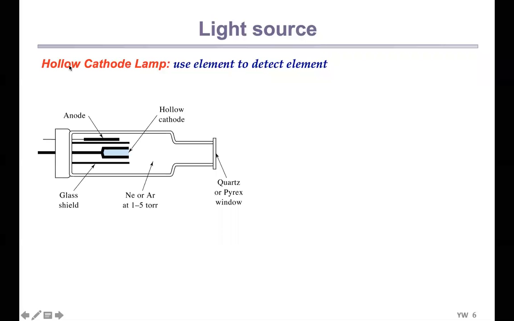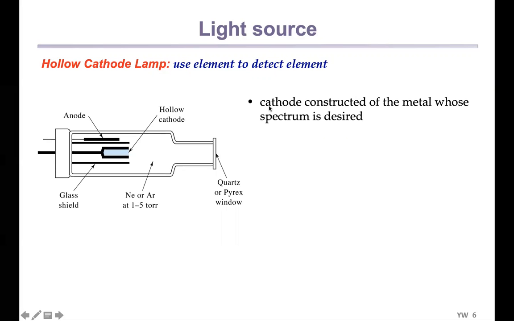What does that mean? If you look at the structure of the hollow cathode lamp, the cathode is constructed with the metal whose spectrum is desired. For example, your next lab is the copper lab, meaning that you're interested in detecting the concentration of copper in the solution. So the copper spectrum is desired, and as a result, you will have to use a copper lamp. And for a copper lamp, this hollow cathode here is constructed of copper.